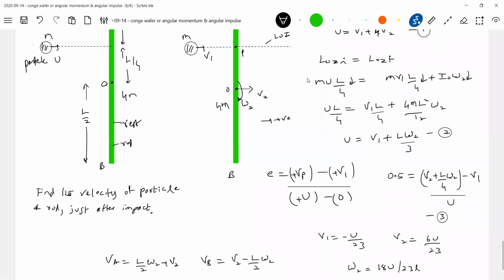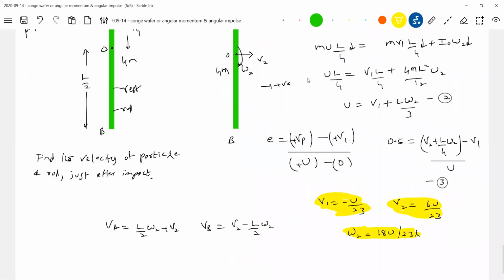See, these are our answers. Negative sign comes, what does it mean? It will rebound. But sir, we assumed it. No problem, let it be, because the velocity can be positive or negative. So what does it mean? The particle after collision rebounds. What is the negative sign?